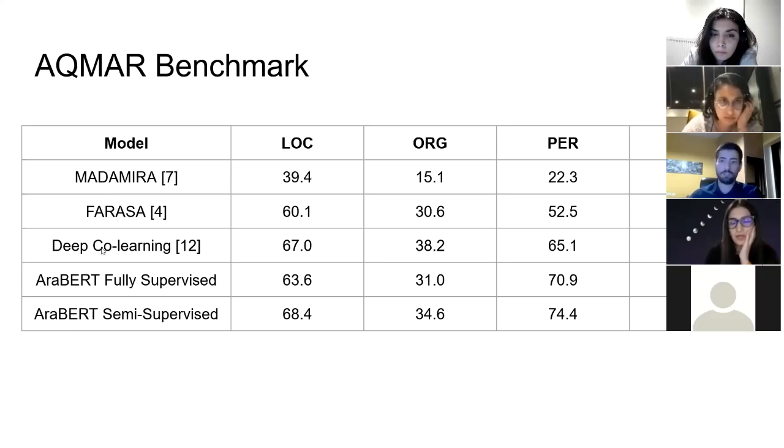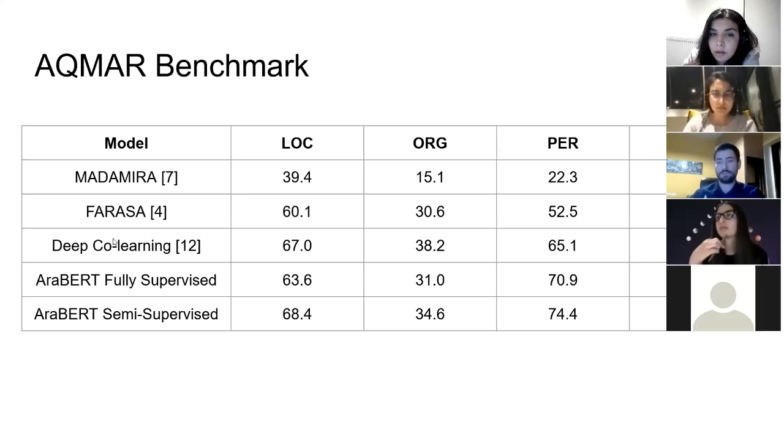The other approaches are deep co-learning. And we also train an AraBERT version trained only on the small labeled data set without the semi-supervised technique. No one has done this before with BERT or any transformer on this Arabic data set, right? We already have a model that was pre-trained for different tasks, one of them being named entity recognition. But what we did is use this model and fine-tune it on our own data set.